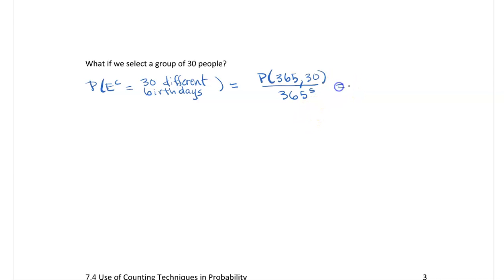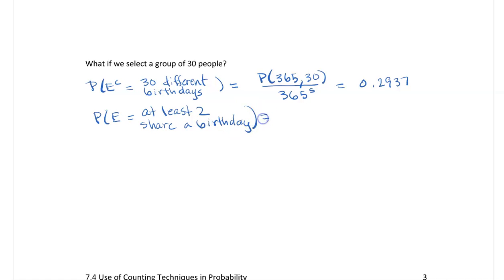If we calculate that out, you get 0.2937. So the probability of at least 2 sharing a birthday is just going to be 1 minus 0.2937. And for that, we get 0.7063. Now that's very likely, right?